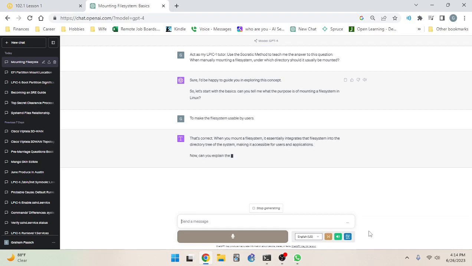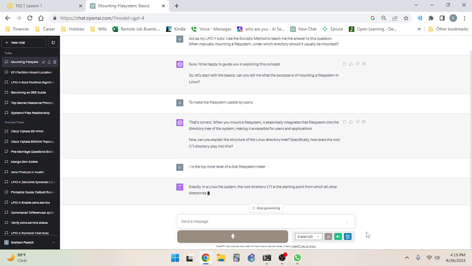That's correct. When you mount a file system, it essentially integrates that file system into the directory tree of the system, making it accessible for users and applications. Now, can you explain the structure of the Linux directory tree? Specifically, how does the root directory play into this? It is the beginning of a file system, the top most level of a file system tree.